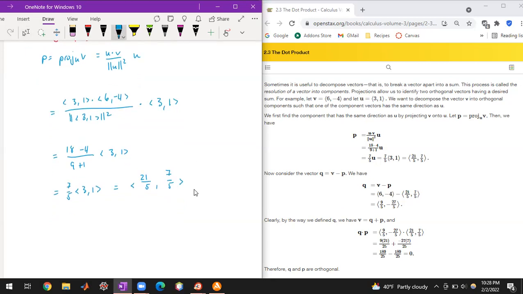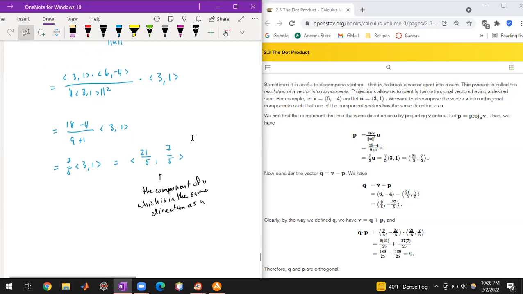So this is one of our components, and in particular, it is the component of v which is in the same direction as u. All right, we would like the two vectors to add up to give us our vector v. So based on our properties of vectors, all we really have to do is take the difference of our vector v and p, and that will give us the other component.